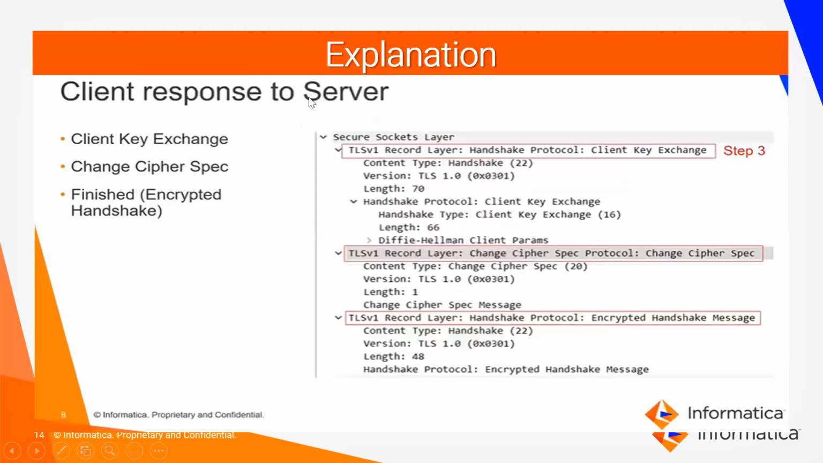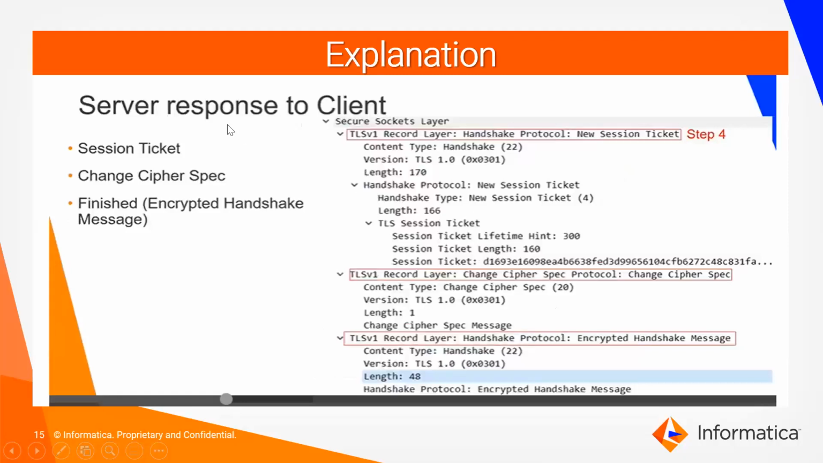Now the client responds to the server. When it is verified and the server is trusted, it will send client key exchange, change cipher specification, and finished. The encrypted handshake is finished here. Now the server responds to the client. The server will send a session ticket.